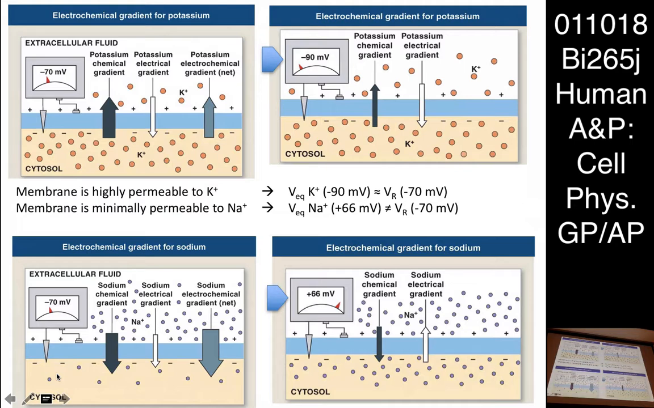It's going to go all the way from -70 all the way up past 0 to a plus 60 millivolts. It's going to flip that electrical gradient until the electrical gradient is equal and opposite to the chemical gradient. So what we have here is one ion whose resting potential is negative, and the other whose equilibrium potential is positive, opposite directions. This is all because of the antiporter, the sodium-potassium ATPase.